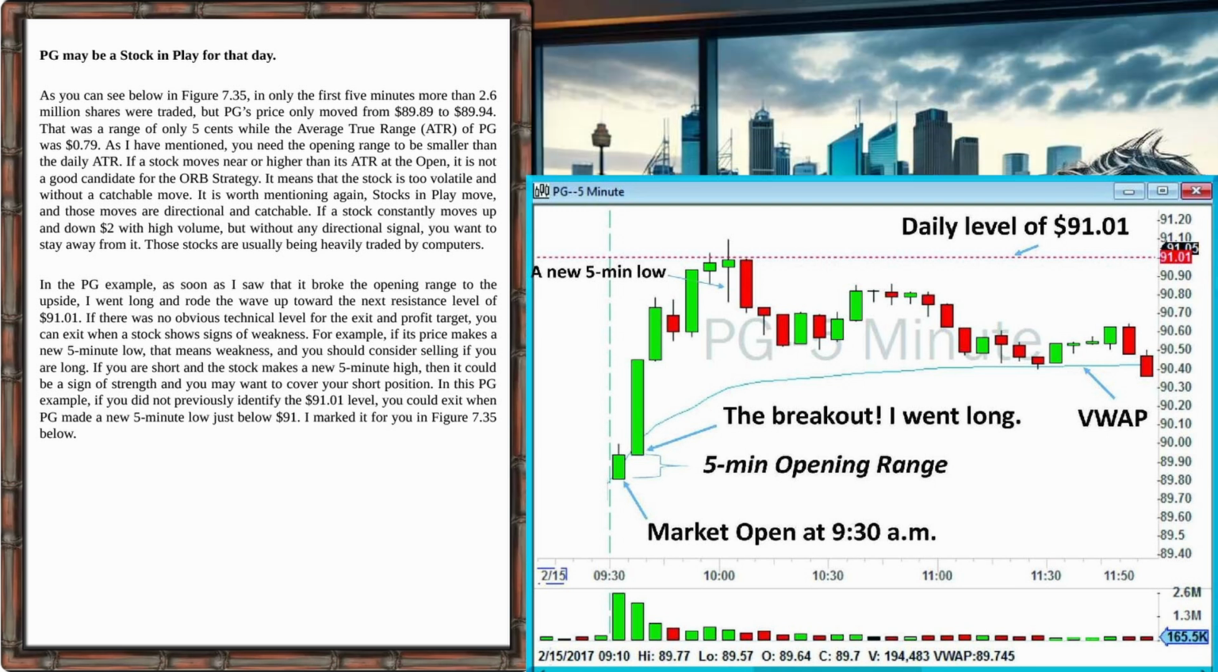In the PG example, as soon as I saw that it broke the opening range to the upside, I went long and rode the wave up toward the next resistance level of $91.01.